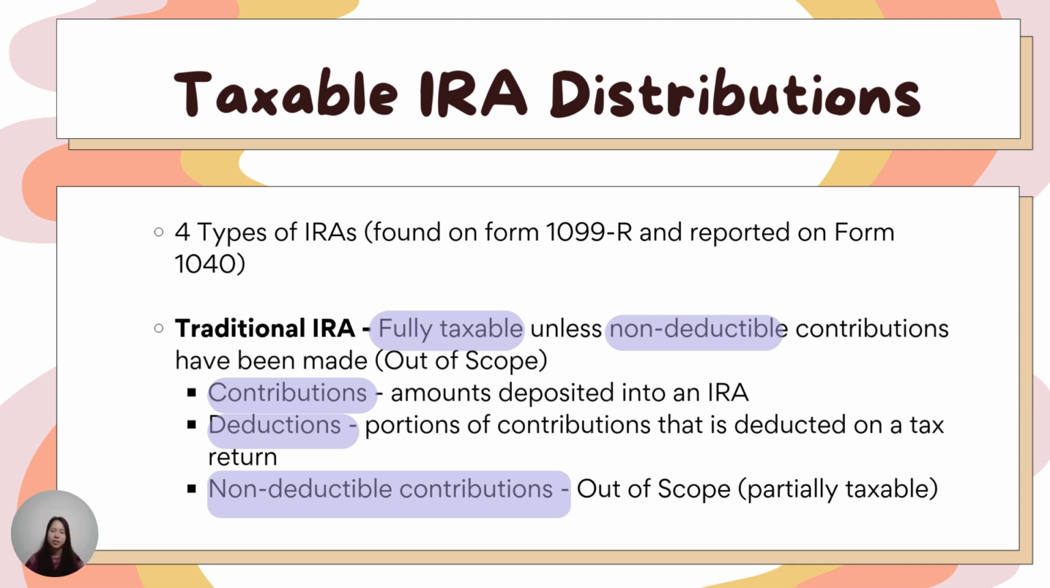Non-deductible basically means you can take the amount you paid into this off your income, meaning you'll be taxed at a lower bracket on your income. But if the taxpayer has non-deductible contributions, then it's out of scope for the VITA program, and you should refer them to a professional tax preparer. Contributions are, like I said, the amount deposited into an IRA. Deductions are portions of the contributions that are deducted on a tax return. And non-deductible contributions are partially taxable, they're out of scope, and we won't be covering them.